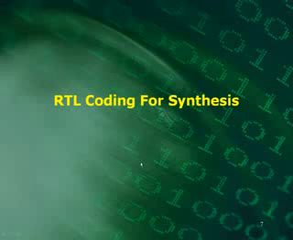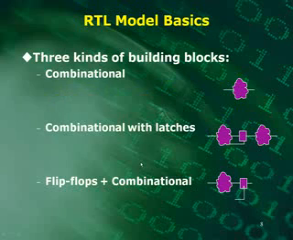So now we're going to begin looking at RTL coding for synthesis. So there's basically three types of building blocks for RTL models: combinational, combinational with latches, and flip-flops plus combinational. So these are the notation. And of course you can mix and match these how you want. So yes, I could have combinational after this flip-flop. I could add that after it.